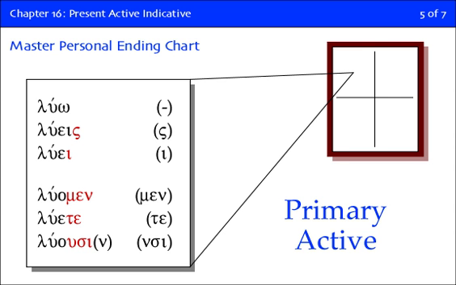The first is the master personal ending chart. It has 4 parts, and in the upper left-hand corner, we're going to learn the first of the 4 parts, and these are the endings that we call the primary active. In other words, these are the endings that we're going to learn with primary tenses when they want to make the verb active. Okay? So, o, eis, ei, omen, ete, ousi. These are the primary active endings.